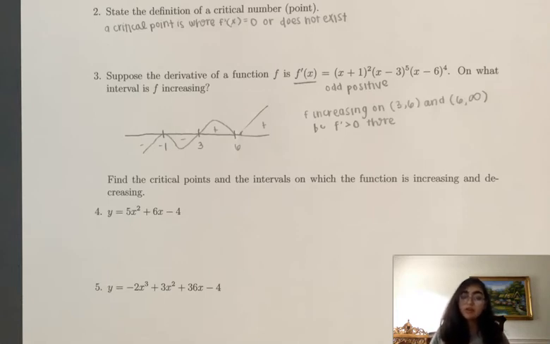Make sure that when you're writing the intervals, you separate the intervals based on where they touch the axis. So as you can see here, I split up 3 to 6 and 6 to infinity because it hits the axis right here. So I can't say 3 to infinity. I have to say 3 to 6 and then 6 to infinity.